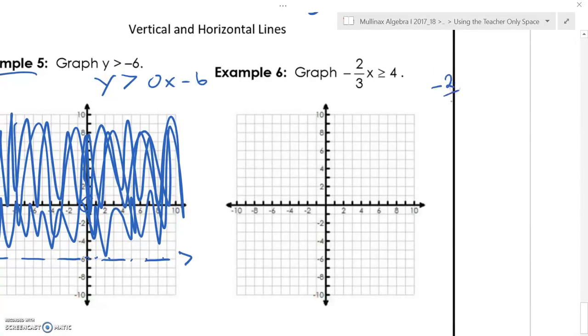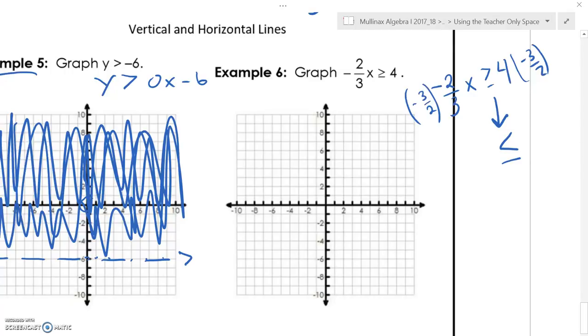First, we need to solve for x. Since we do not have a y value to solve for, we need to solve for x. We are going to multiply by the reciprocal, negative 3/2. We are multiplying by a negative. You cannot forget when you have an inequality symbol and you multiply by a negative, it changes the direction of the inequality.